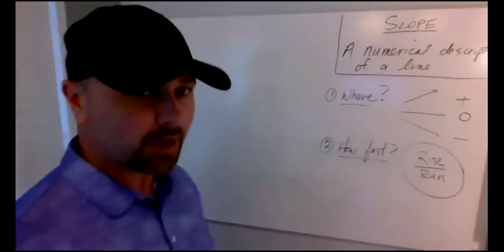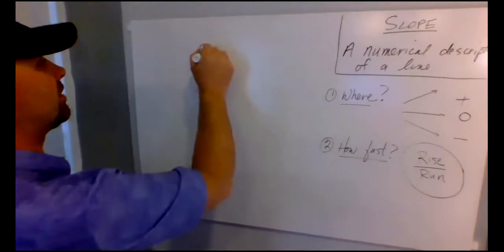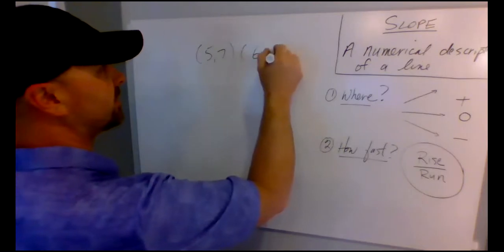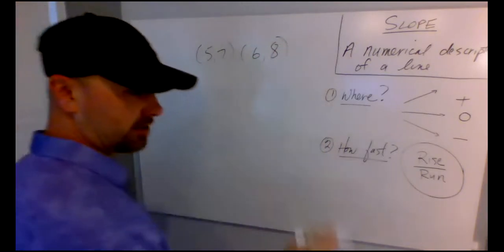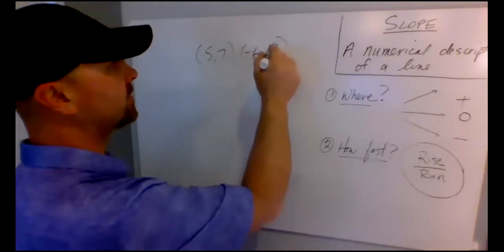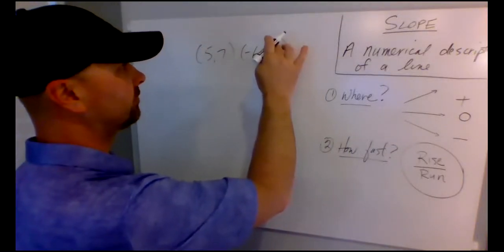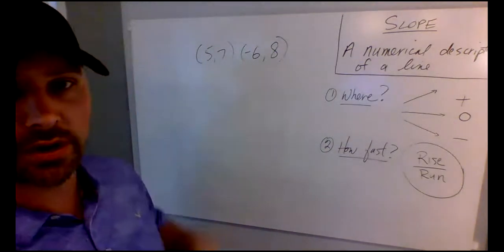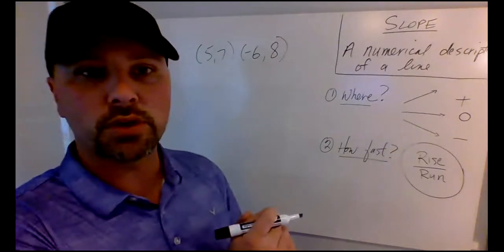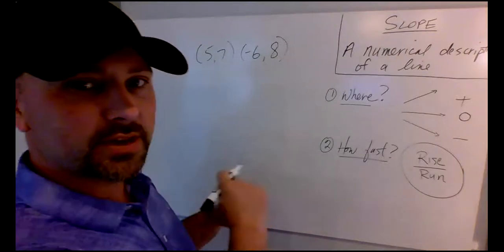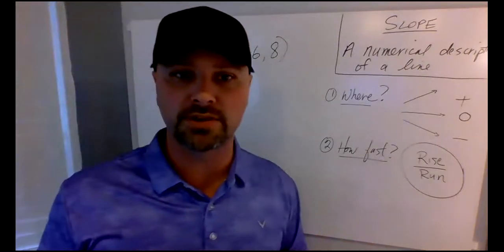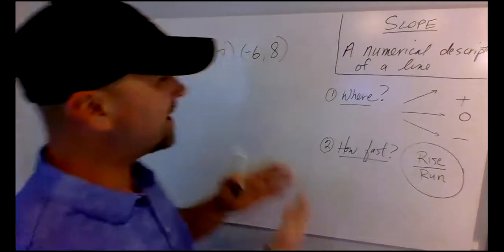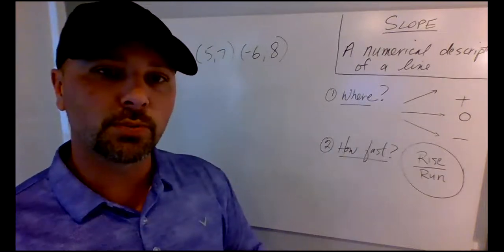So I'm just going to randomly pick 2 coordinates. How about 5, 7, and -6, 8. 2 points, 2 sets of coordinates. This could be a line. If I gave you a grid, you could put each of these points and draw a line. Then you could do the slope like we just did. But you don't always have a grid at your disposal. And you're going to be asked possibly to find a slope from 2 points.